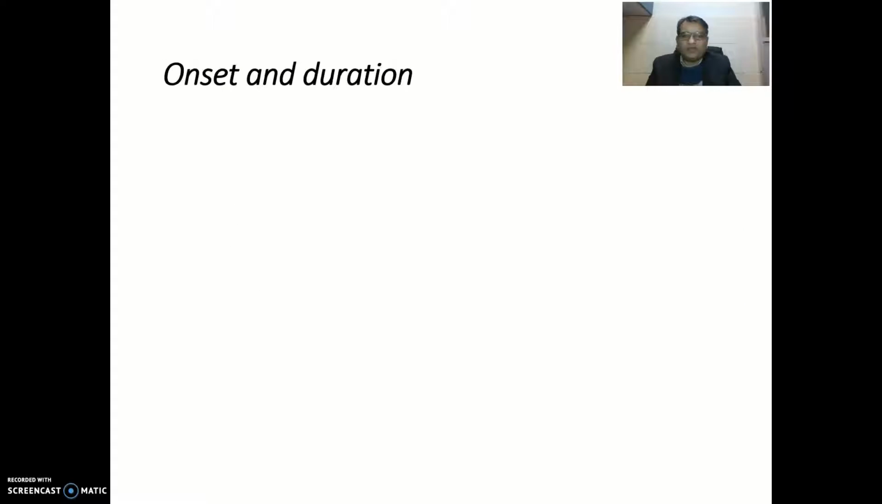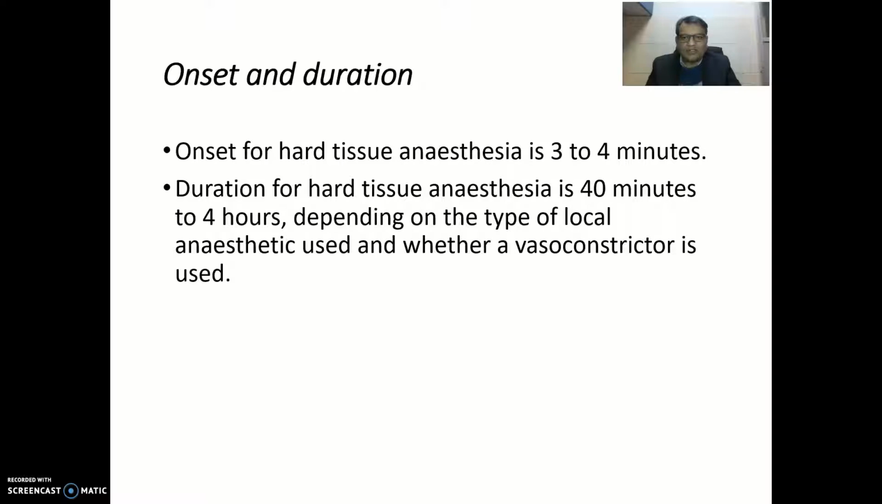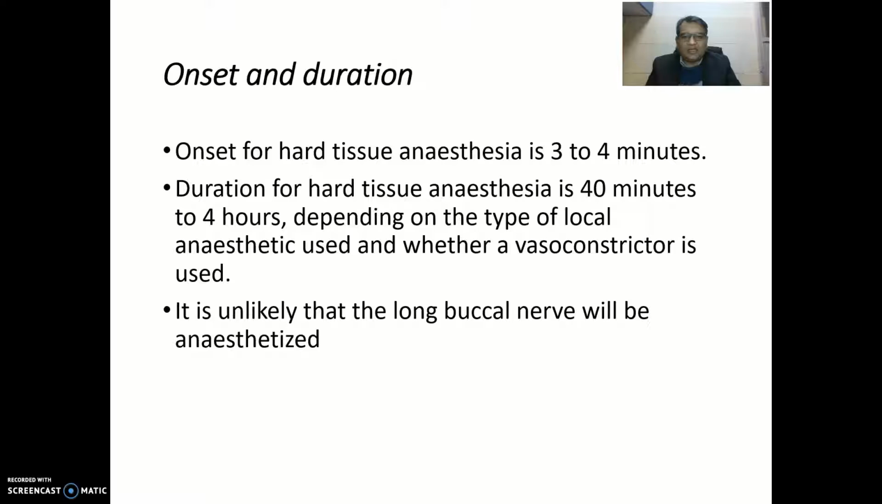The onset and duration of local anesthesia. The onset of hard tissue anesthesia is 2 to 4 minutes. Duration of hard tissue anesthesia is 40 minutes to 4 hours, depending on the type of local anesthetic used and whether a vasoconstrictor is used. It is unlikely that the long buccal nerve will be anesthetized.